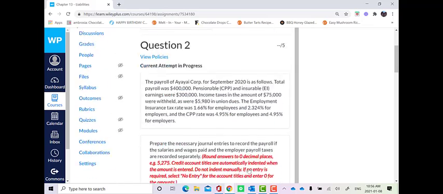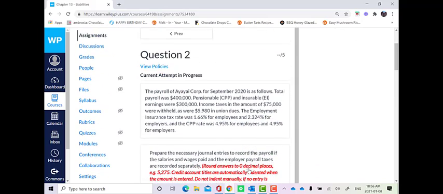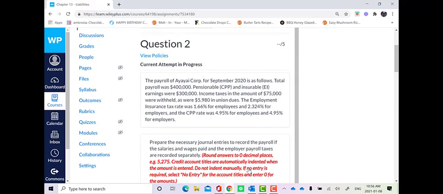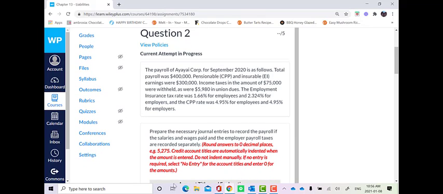This one is a payroll question. This should go much quicker. Very similar to what we did in class. We've withheld not only taxes here, we've got union dues. So same thing, we're going to set up a union dues payable when we process the payroll. We also have to calculate the amounts for EI and CPP because they've just given us percentages.